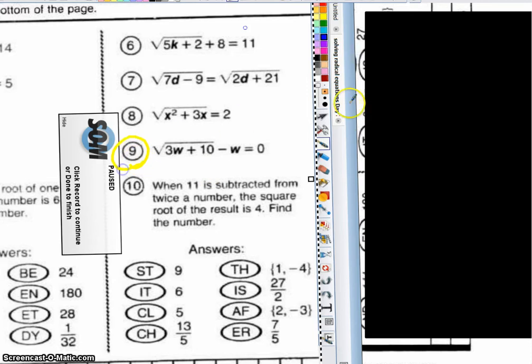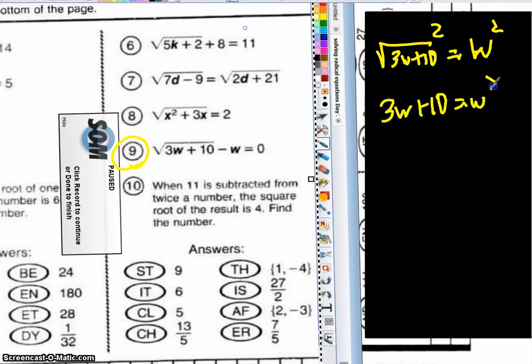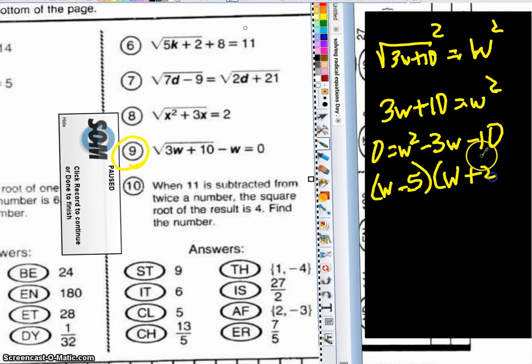On the next page, if we look at number 9, you would need to move that w, and so you would have the square root of 3w plus 10 is equal to w, because 0 plus w is just w. Square both sides, and you're going to get 3w plus 10 is equal to w squared. It's a quadratic, get everything on the same side. 0 is equal to w squared minus 3w minus 10. You can either factor it, put it in y equal, whatever you want to do. I'm going to factor: w minus 5 and w plus 2. So that means that w is equal to a positive 5 and w is equal to a negative 2.